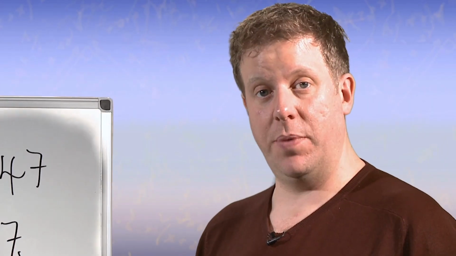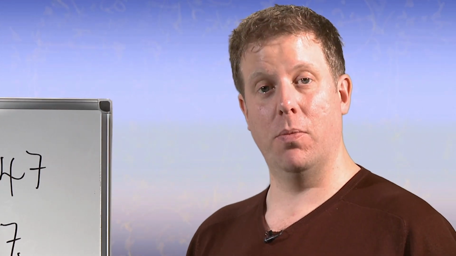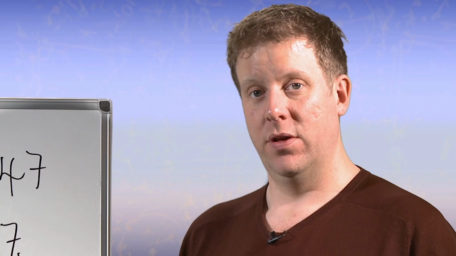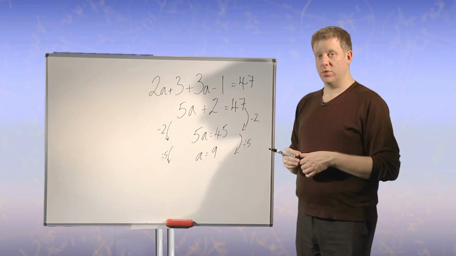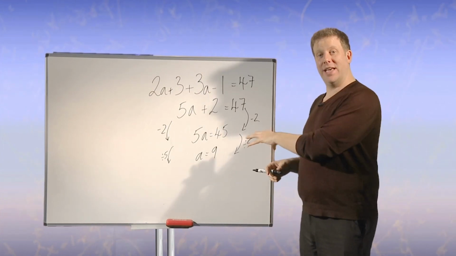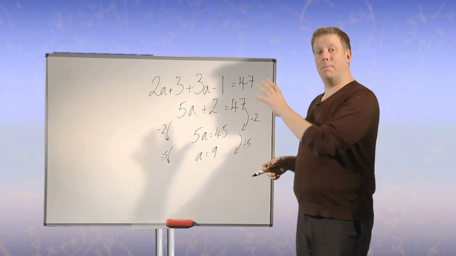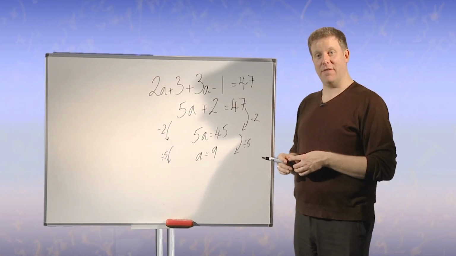Now the mistake lots of people will make on this is they'll stop here and say that a equals 9 is their final answer. But remember, the question has asked you how many marbles do we each have. Neither one of us just had a marbles. I had 2a plus 3 marbles, and James has 3a minus 1. So I now have to take my value for a and put it back into those two expressions in order to work out how many we each have.